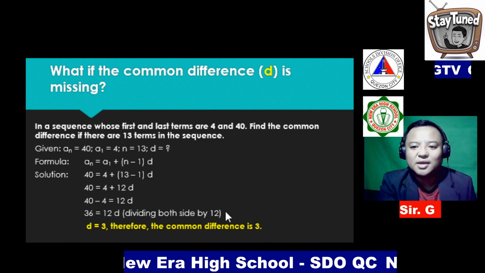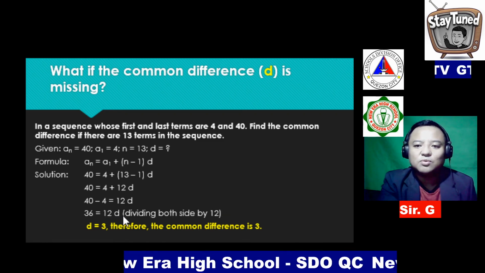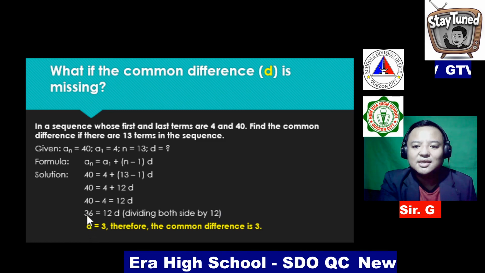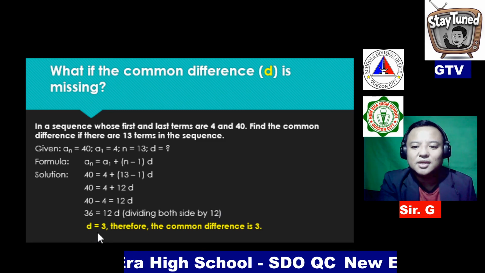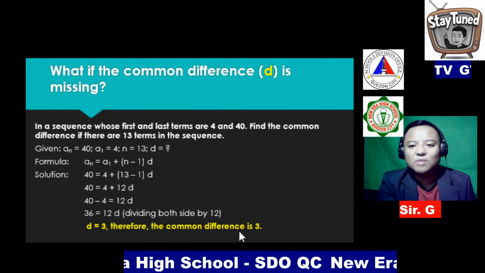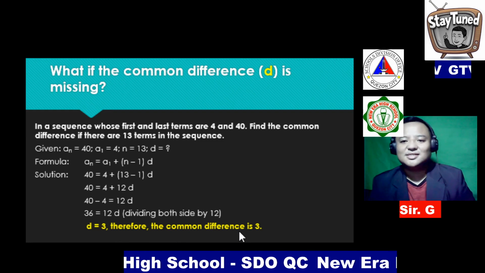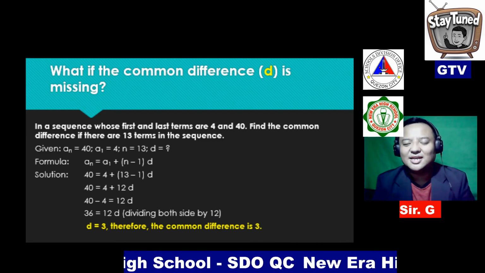Alright, so 12 divided by 12, that is equal to 1. Then 1 times d is d. Then 36 divided by 12, that is 3. So therefore, the common difference in this case is 3. Diba? Sobrang dali lang guys nito.